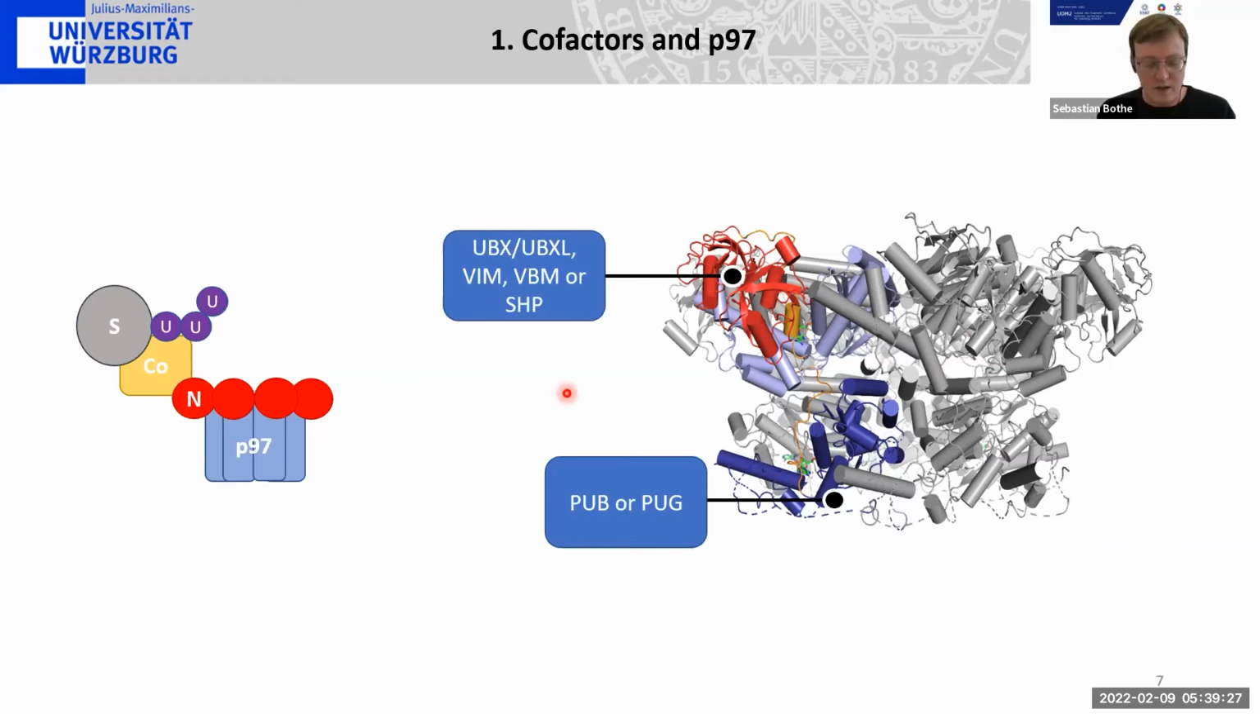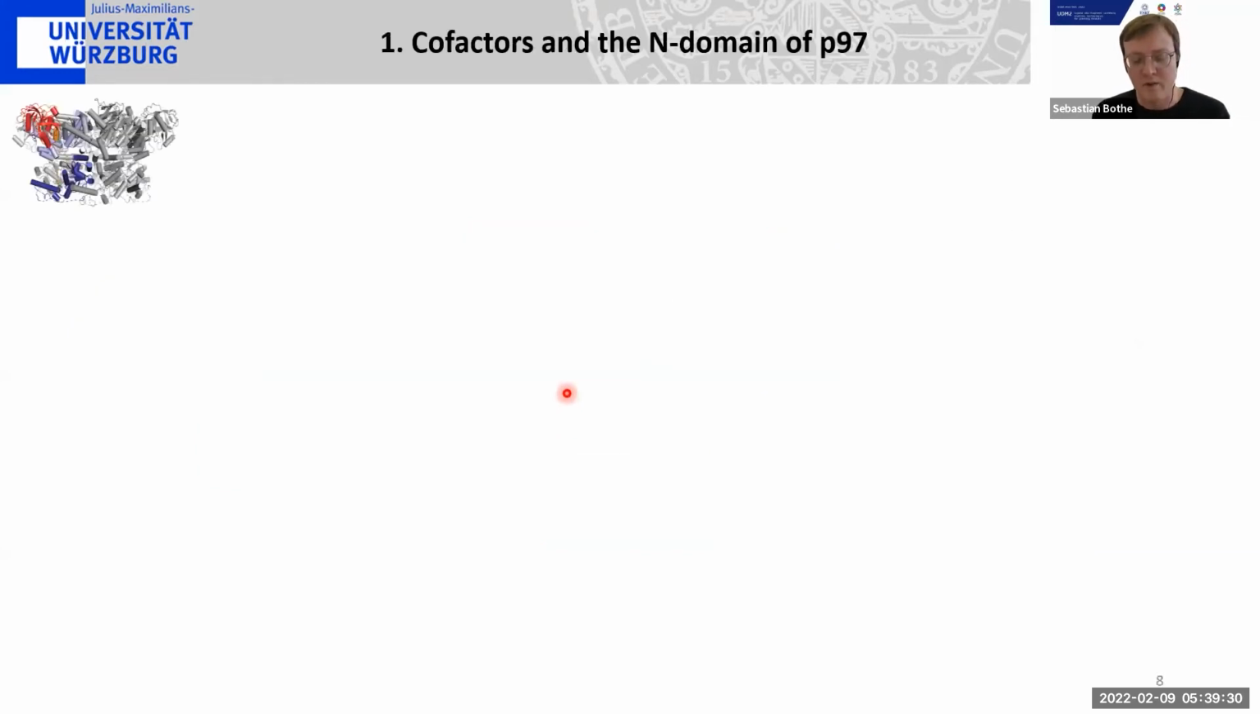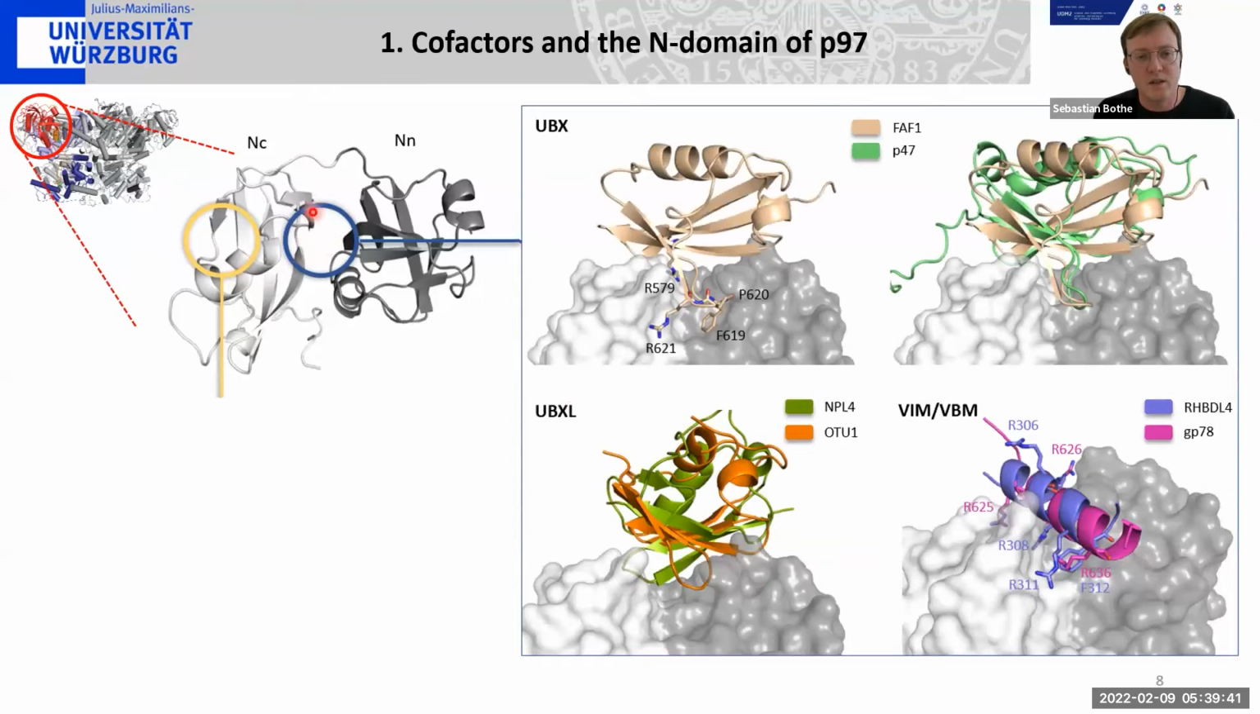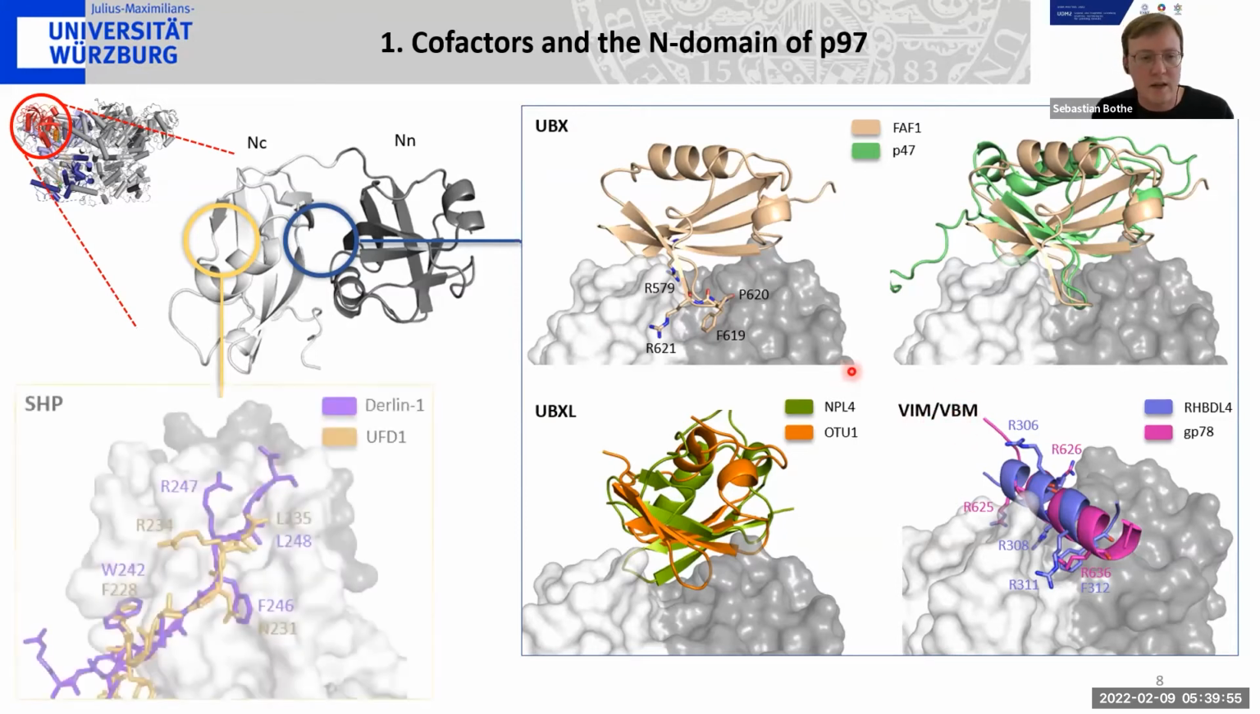So we are interested in the N domain, so I will have a look at it in a little more detail. In the N domain, we have two major binding sites for cofactors. One lies between the two subdomains of the N domain, where cofactors harboring a UBX or UBXL domain bind, or also with a VIM or VBM motif. And the second binding region, the SHP binding site, is in the C-terminal part of the N domain, where cofactors harboring the so-called SHP binding motif bind.